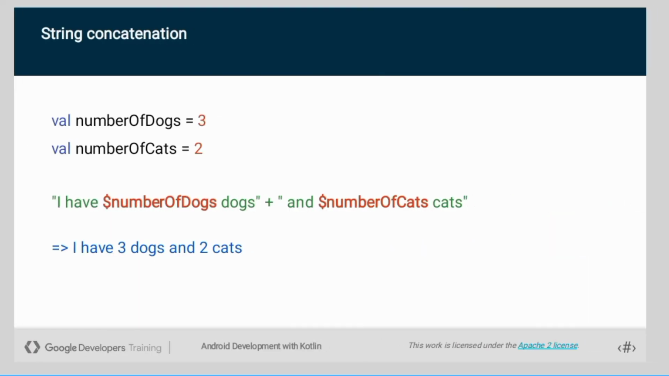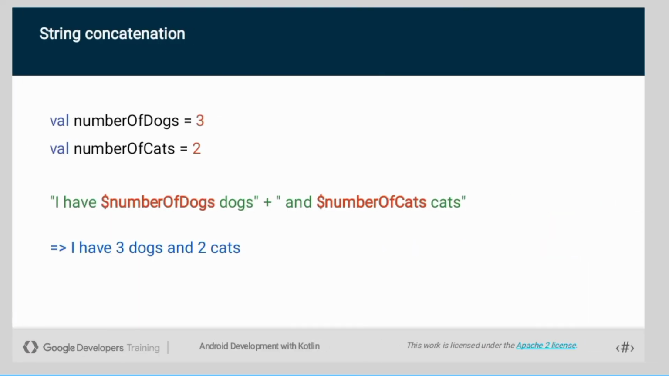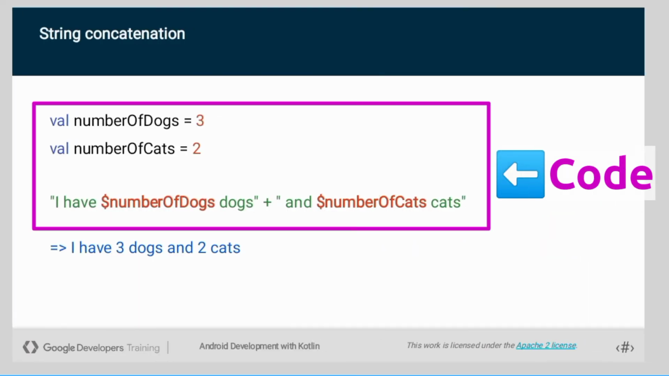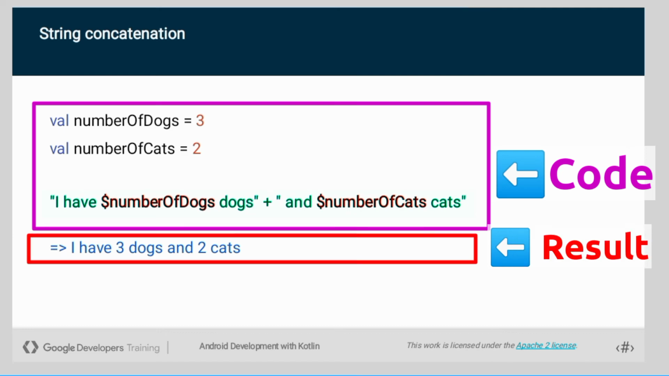String concatenation means to join two strings together. For example, in this example, I have variable dogs plus variable cats. When we run this code, it will return this: I have 3 dogs and 2 cats.